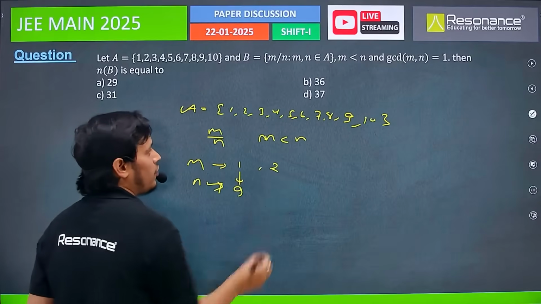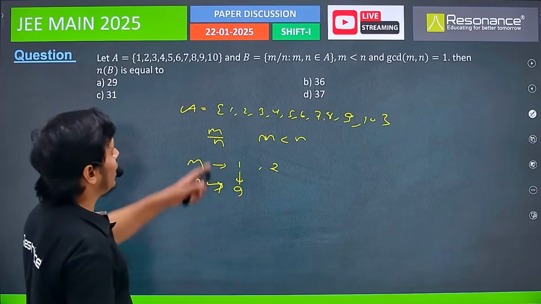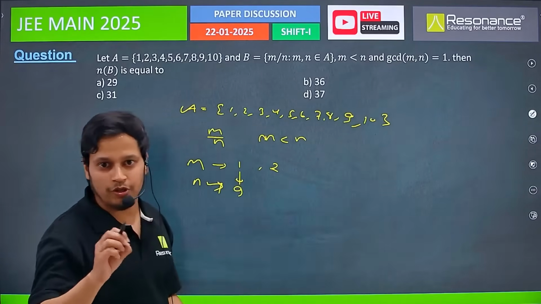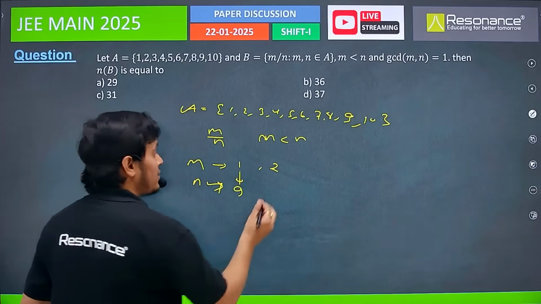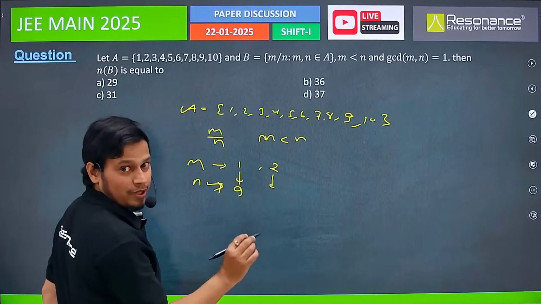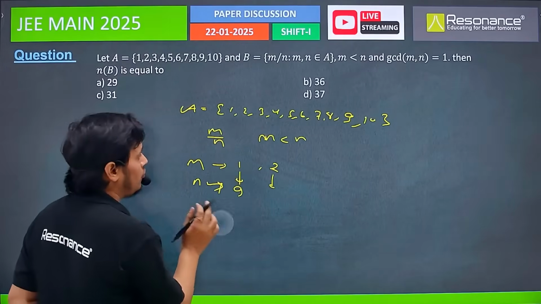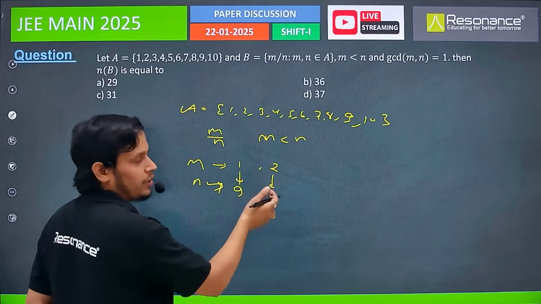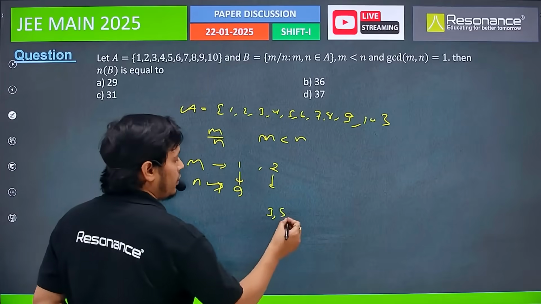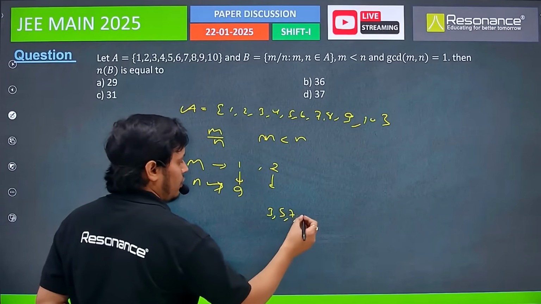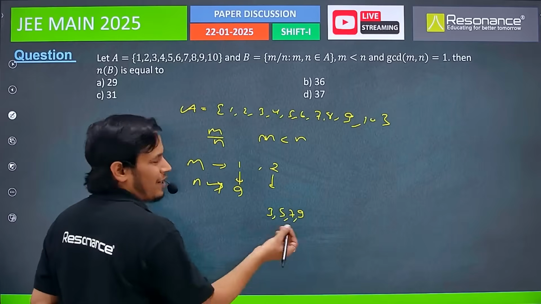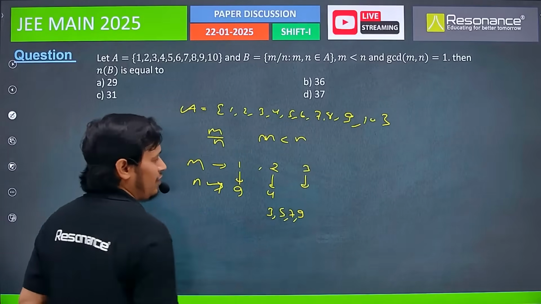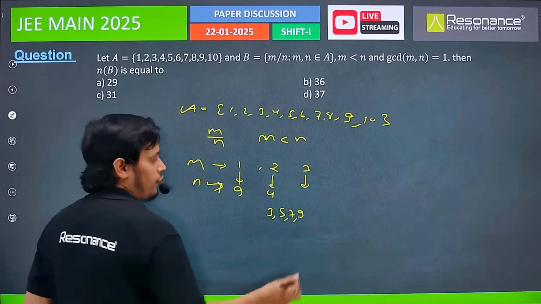If m is exactly equal to 2, then, by the way, they are saying one more thing: the greatest common divisor of m, n is equal to 1. It means they do not have any common factor. So in this case, what can n be? n will be greater than m, and the GCD should be 1 only. So n can be 3; n can't be 4, because then the GCD will be 2. Then it can be 5, it can be 7, it can be 9, and it can't be 10. So in total how many options do we have? 4.